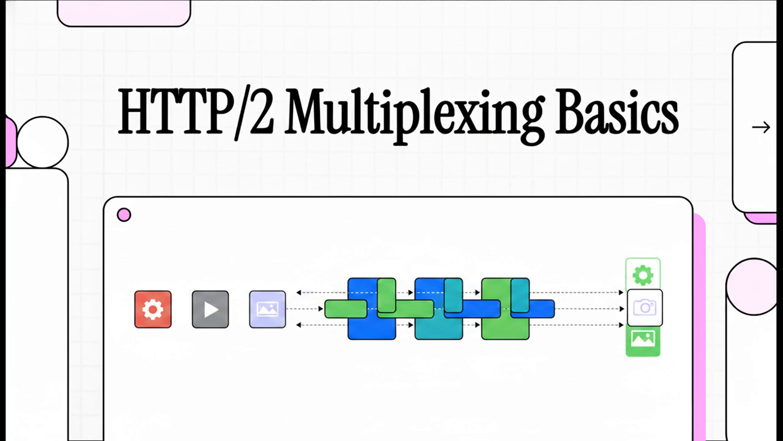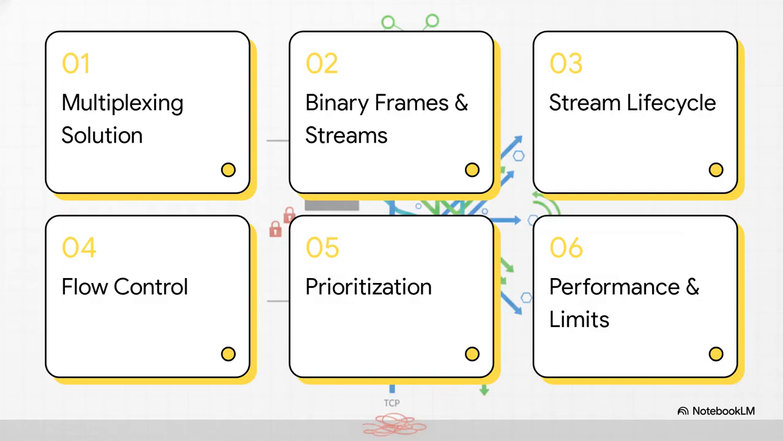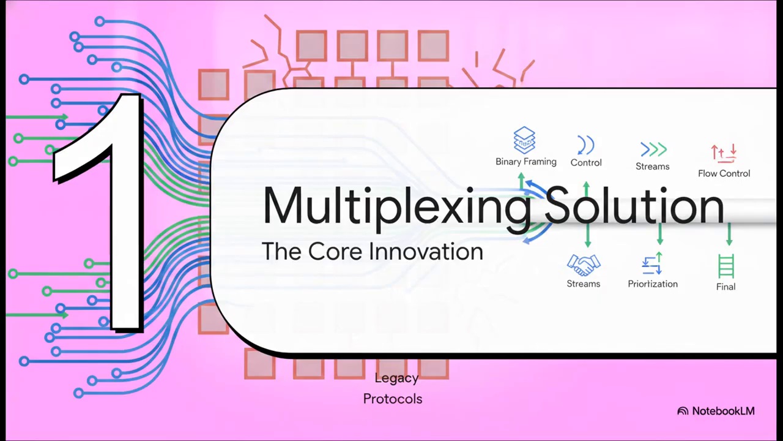Instead of relying on that old textual, sequential communication that wasted so much time and resources, HTTP/2 was made for modern network efficiency. Here is our roadmap for today. We're going to cover the multiplexing solution, binary frames and streams, the stream lifecycle, managing flow control, prioritization and scheduling, and we'll wrap it all up with performance and limitations. Let's jump right in. Part 1.